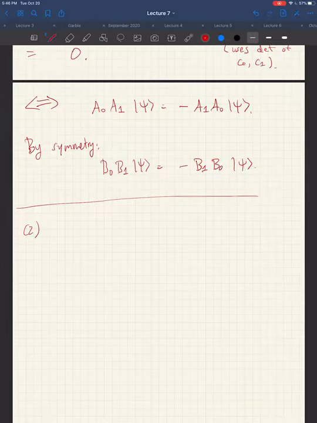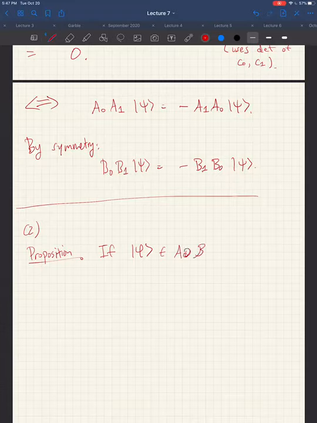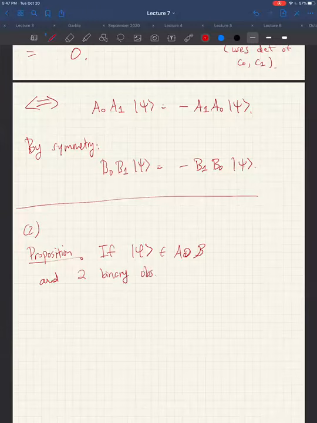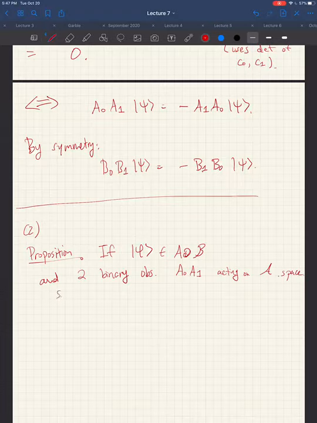So here I'll write down a proposition. Let's say you have, and I'll write it generically, so that it's abstracted away from what we have before, a bipartite state, and you have two binary observables, A0, A1, acting on the A space, such that A0, A1 applied to psi is equal to minus A1, A0 applied to psi.